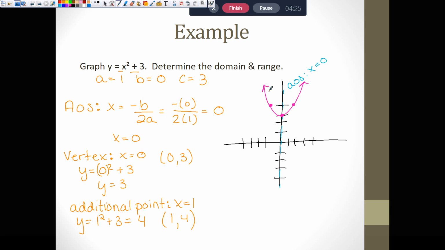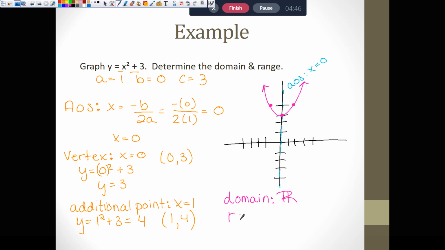Now we need to find the domain and range. So the domain is the values for x. So as my graph continues to grow, it's going to eventually hit all of the x values. So my domain is all real numbers.